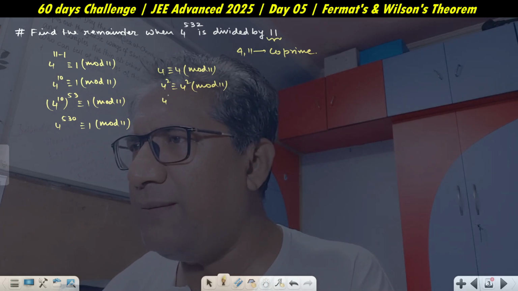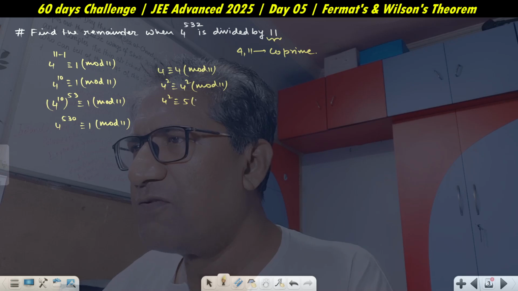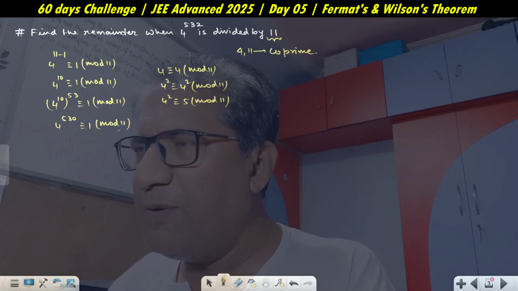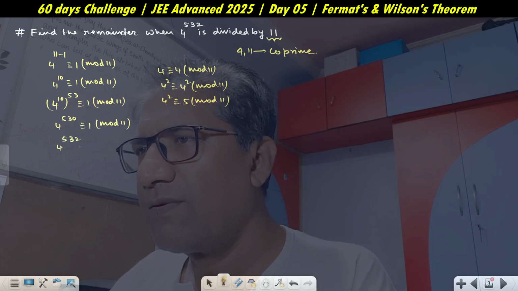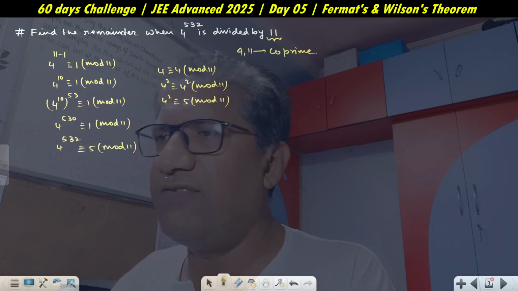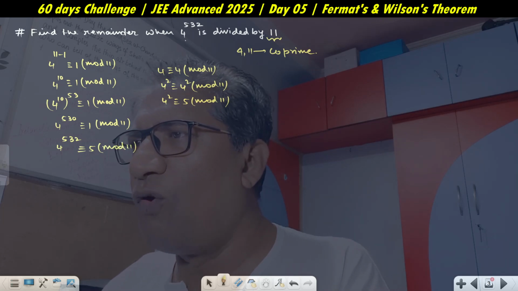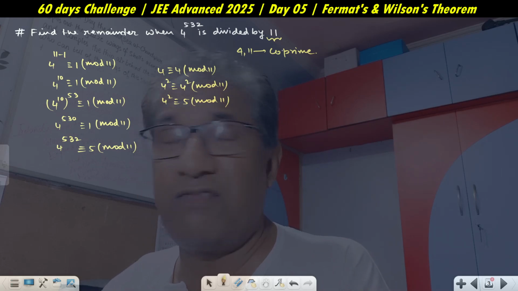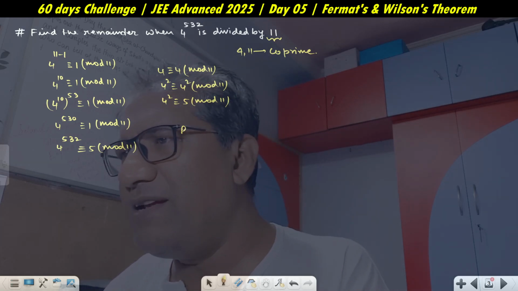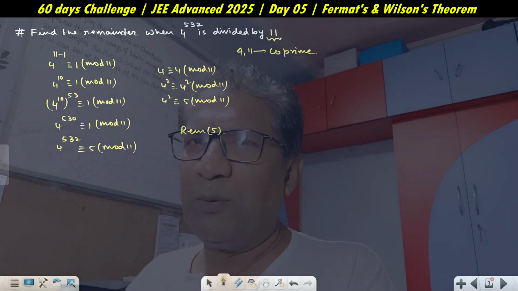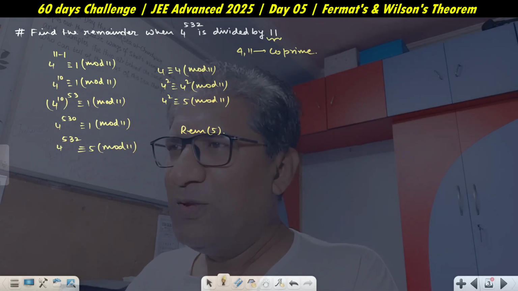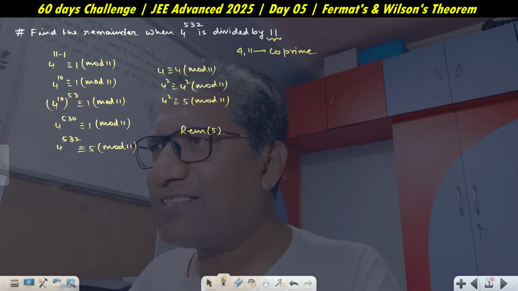So it will be 5 modulo 11, right? Let me just multiply the corresponding sides. 5 modulo 11. That is, when this 4 to the power 532 is divided by 11, the remainder is 5. Is it not very simple? Absolutely. Okay. Let's take another problem.